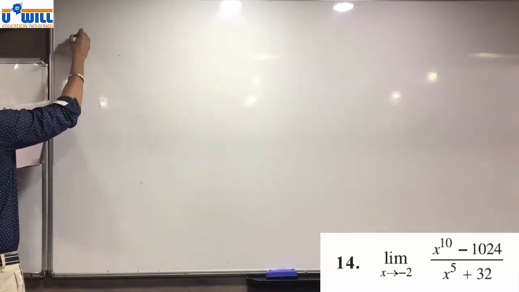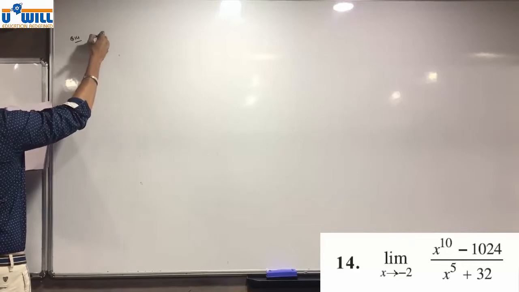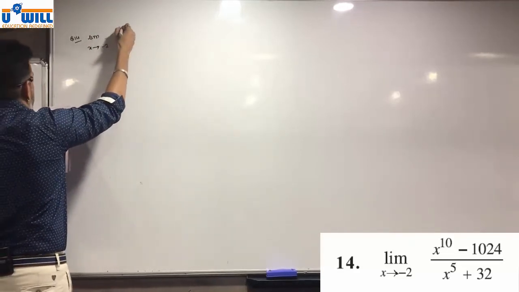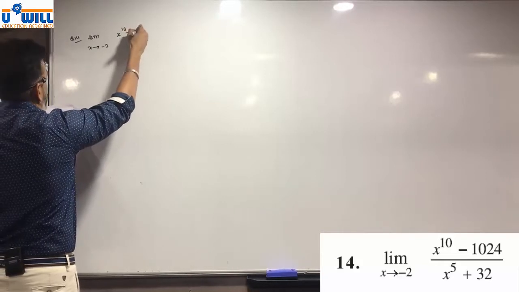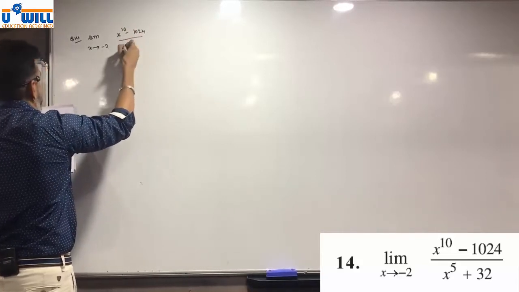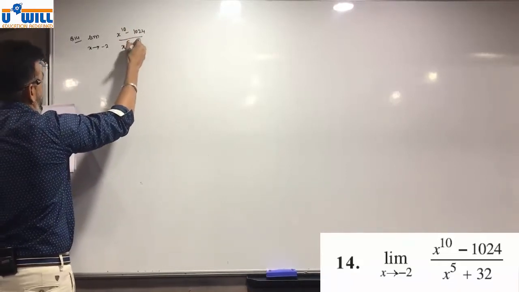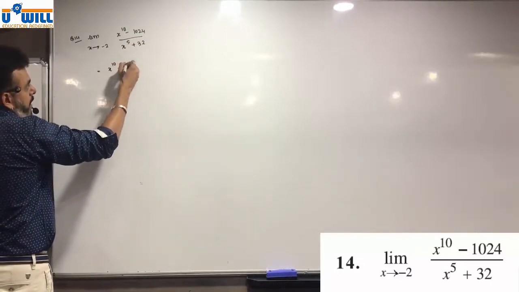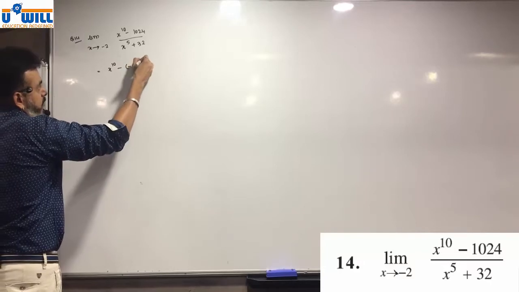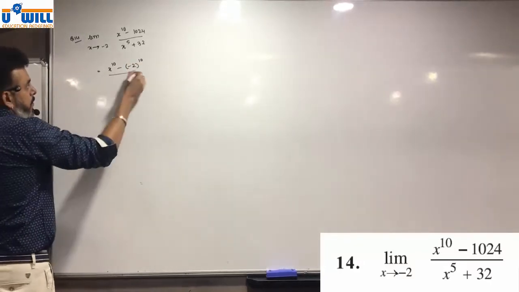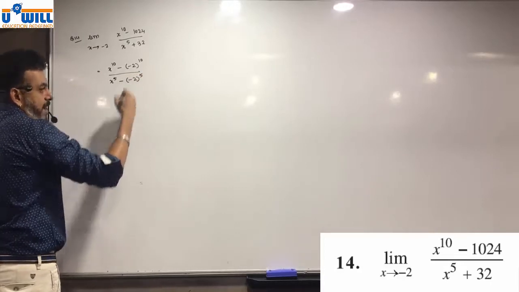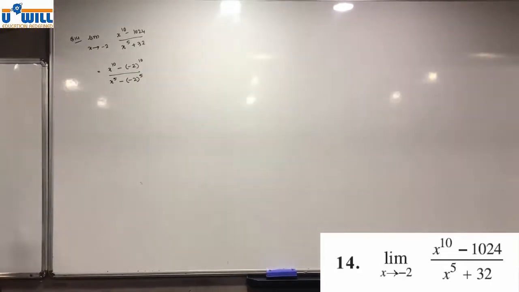Question number 14. Limit x approaches minus 2, x raised to 10 minus 1024 upon x raised to 5 plus 32, which is equal to x raised to 10 minus (minus 2) raised to 10 upon x raised to 5 minus (minus 2) raised to 5. 2 steps में ही आंसर आ जाएगा.